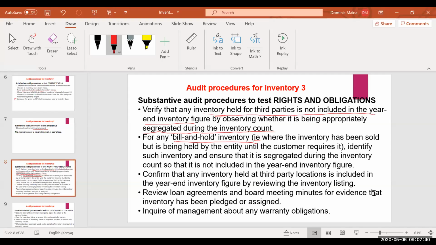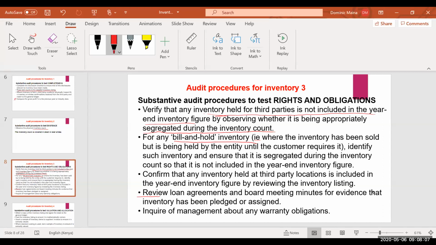Then review any loan agreements and board meetings for evidence that inventory has been pledged or assigned. There could be instances where the client uses inventory as a security, to secure a loan.